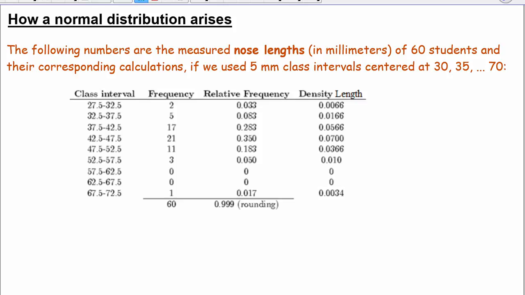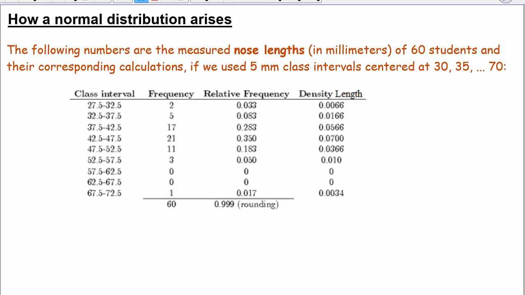Okay, so this is very important, how a normal distribution arises. Now, I'm going to use a real life situation here to try and discuss how a normal distribution can arise. The following numbers are measured nose lengths. So this is somebody who has done an investigation on nose lengths of different students. So these are 60 students to start with. This person measured the nose length of 60 students, and their corresponding calculations are analyzed in the table below here.